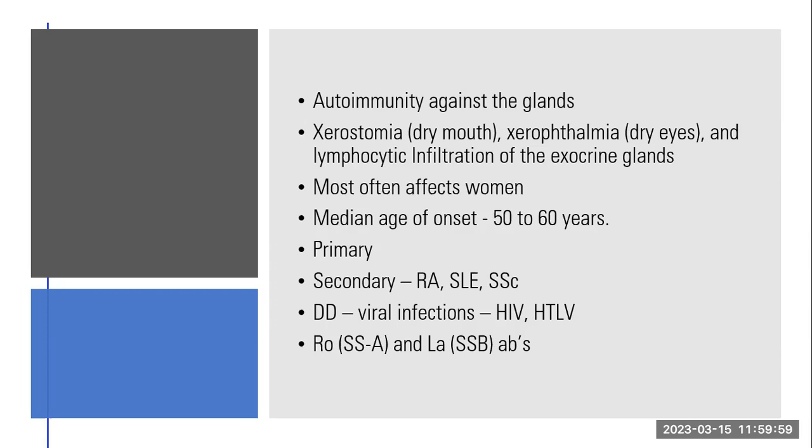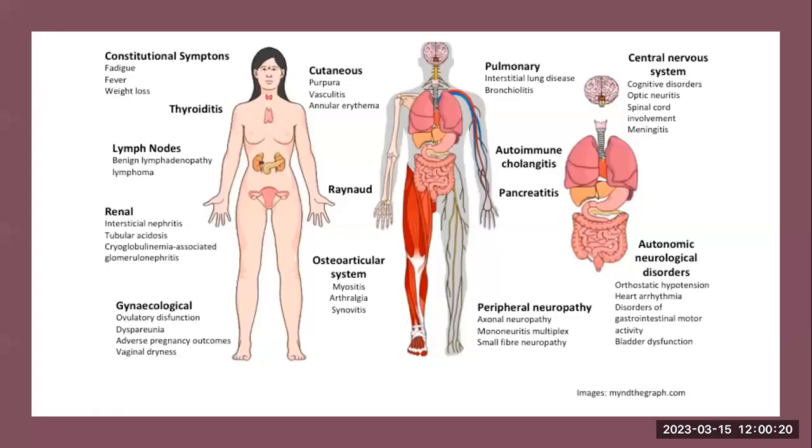So it could be either primary or secondary. The secondary ones are common, where it could be associated with rheumatoid arthritis, SLE, and systemic sclerosis commonly. Viral infections like HIV and HTLV too show a similar presentation. So anti-Ro and anti-La antibodies are commonly present in Sjogren's. Because it could affect glands, it could still affect any system, including pulmonary and renal, like renal tubular acidosis and interstitial nephritis, and then they could develop arthritis, autoimmune cholangitis, pancreatitis, peripheral neuropathies, and central nervous system involvement. And in addition to these, they could also present with autonomic neurological disorders like orthostatic hypotension and arrhythmias.